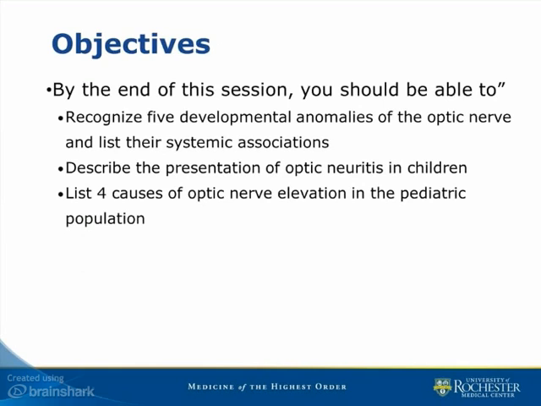There are three specific objectives for this session. By the end, you should be able to recognize 5 developmental anomalies of the optic nerve and list their systemic associations, describe the presentation of optic neuritis in children, and list 4 causes of optic nerve elevation in the pediatric population.